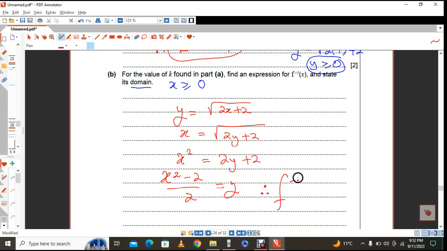However, we are looking for the inverse. Please, this is the inverse. Please, this has nothing to do with differentiation. Okay, do not get confused like that. All right, so that's the inverse of the function.